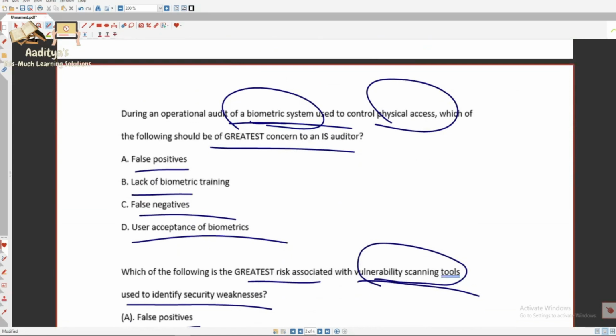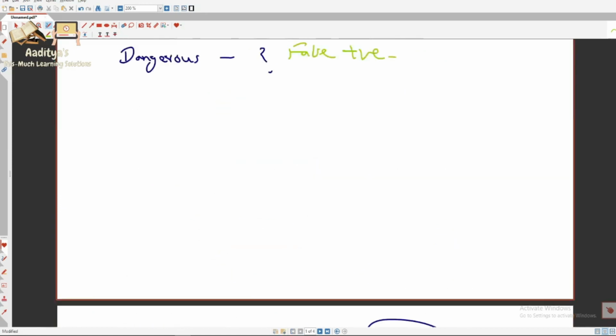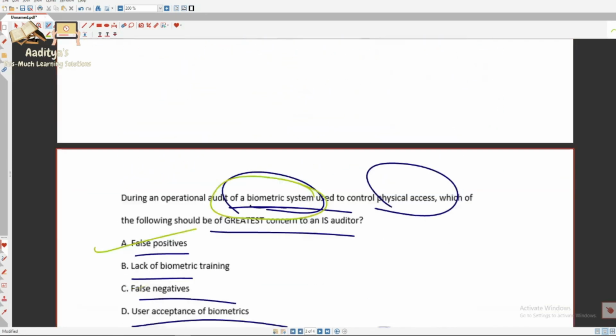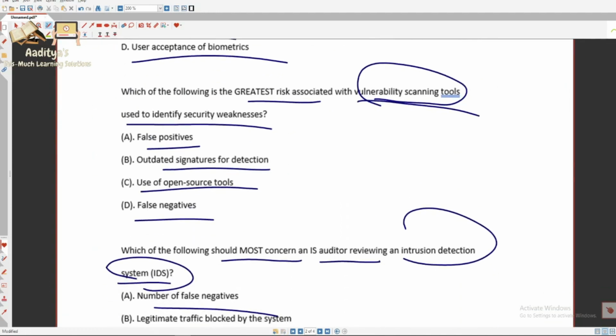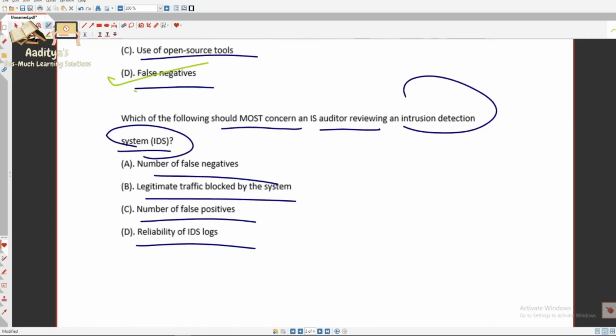All right, now again let's come back to these questions. During an operational audit of a biometric system used to control physical access, which of the following should be the greatest concern to an IS auditor? Biometric system, so the answer will be false positive, right? Which of the following is the greatest risk associated with the vulnerability scanning tools used to identify security weaknesses? Answer is false negative. Next question. Which of the following should be the most concern for an IS auditor reviewing an IDS? Again, here also the answer will be false negative.